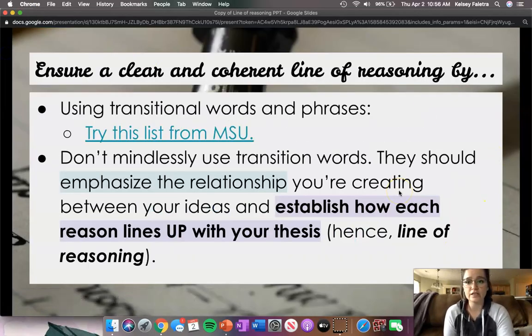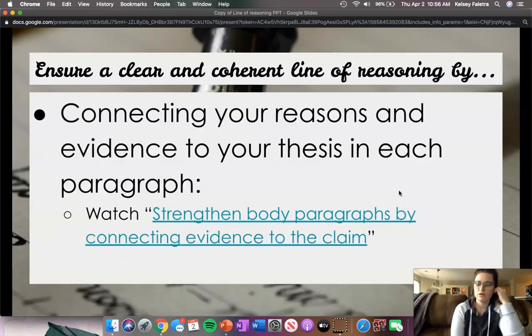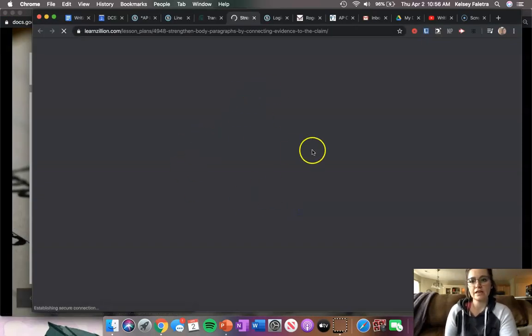Some of you are really good at this, and others of you are just kind of leaning back on transitional words that just feel like they sound okay, rather than words that highlight the relationship between the evidence and your line of reasoning. Connecting your reasonings and evidence to your thesis in each paragraph is really important. That usually happens at the beginning in that first topic sentence and at the very end when you're transitioning to your next idea.